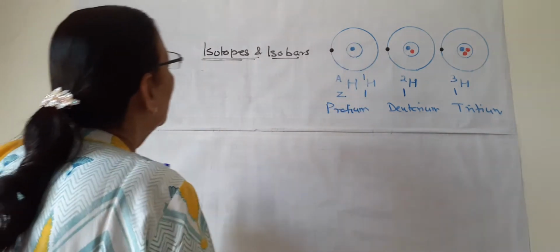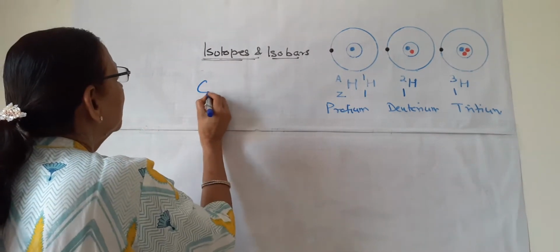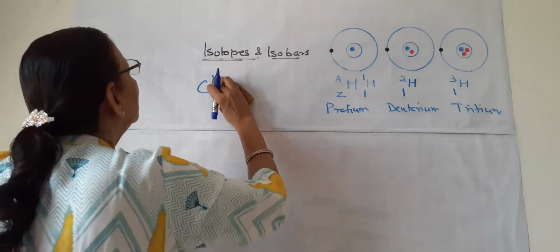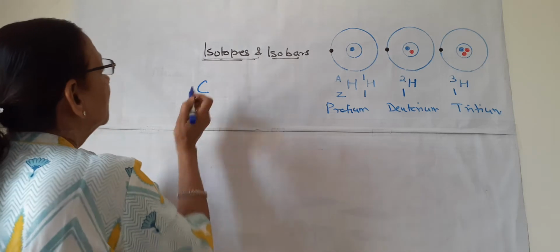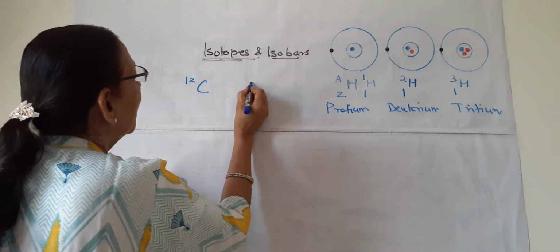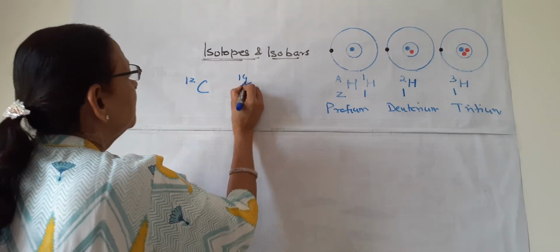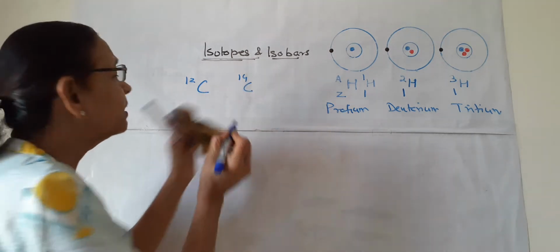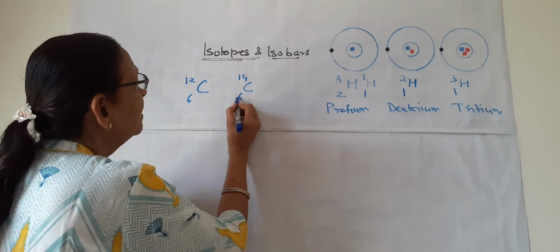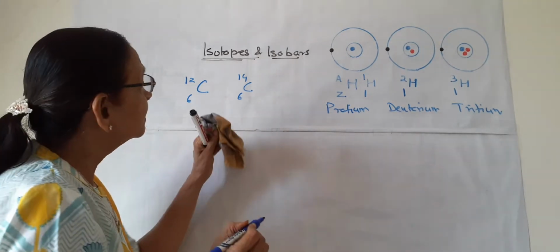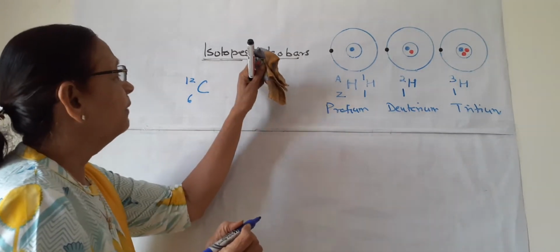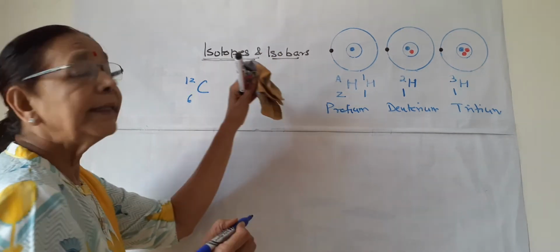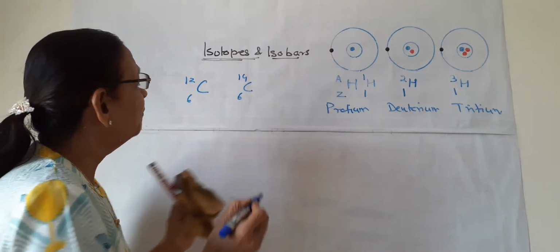Very common are carbon 12 and carbon 14. These are two isotopes of carbon. This is known as radioactive carbon. Both have the same atomic number 6, and this carbon has mass 14, that is 2 more neutrons than this. So this is an isotope of carbon.